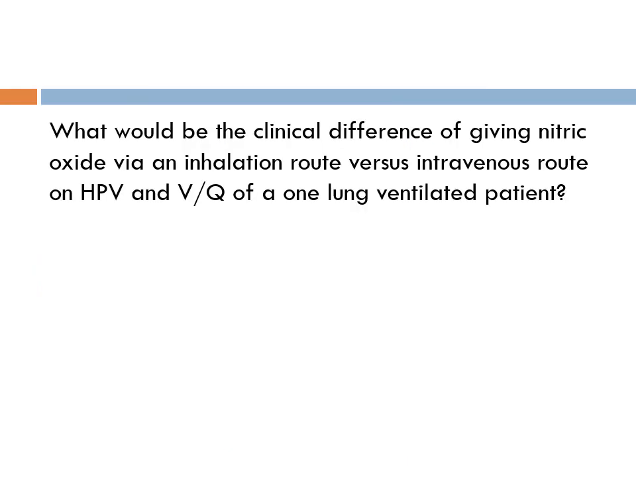So what would be the clinical difference between giving nitric oxide via inhalation versus intravenous route on HPV and ventilation perfusion mismatching if you're on a one lung ventilated patient? If I give nitric oxide IV, will it make my VQ mismatching worse or better?